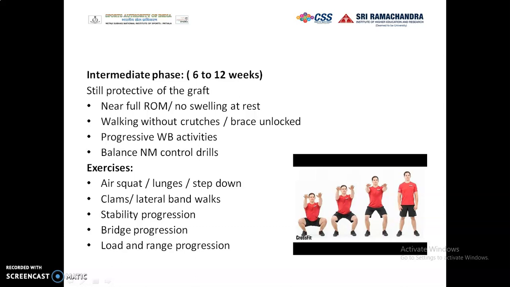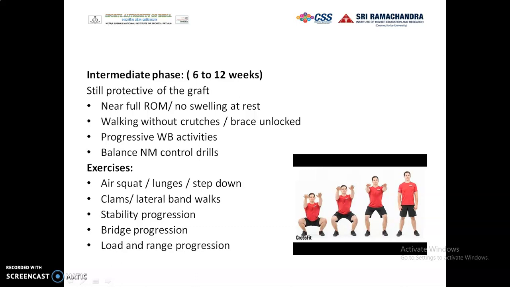So what are the exercises that we're going to prescribe? Squats, lunges, step downs, clamshells. We also have to focus on hip musculature, because as we saw in the earlier slide, you always have to look at the joint proximal as well as distal. So the clamshells will strengthen the gluteus medius, especially the abductors, and then lateral band walks.